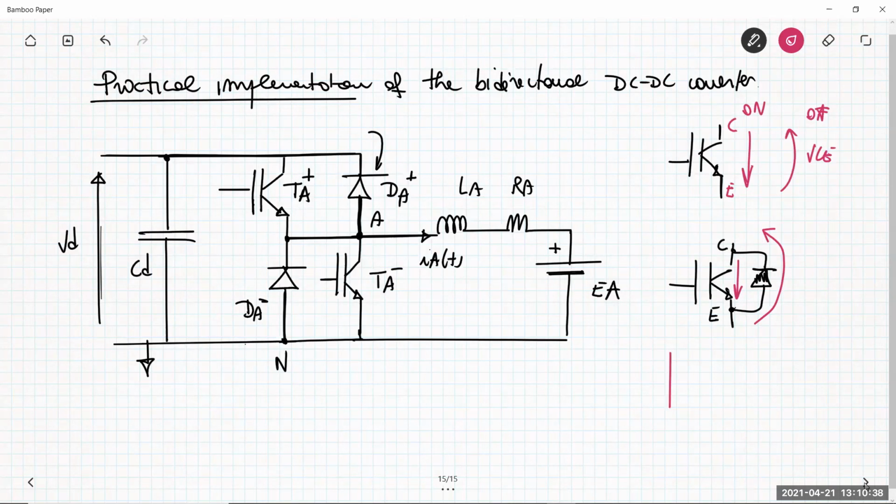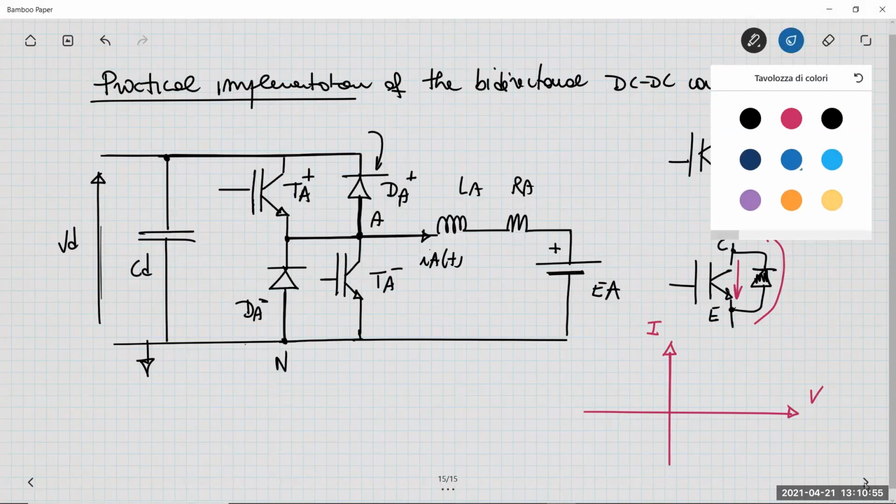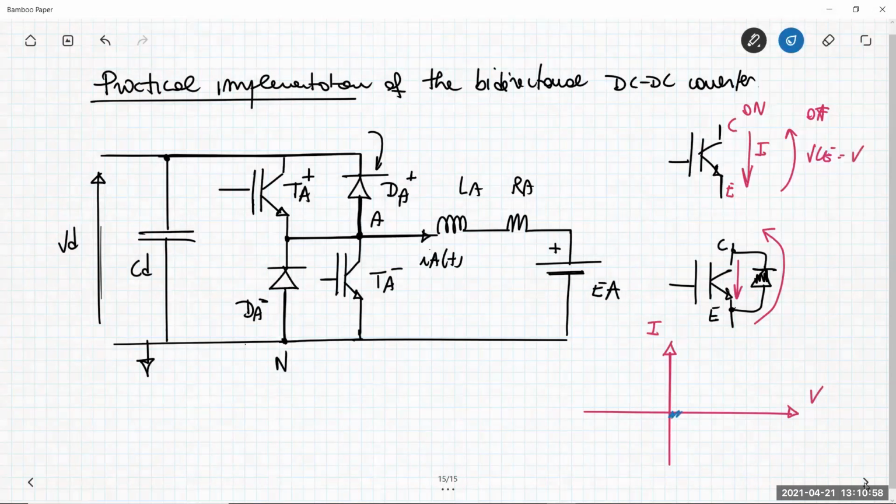If you want to consider the same behavior, just looking at the current I and the voltage V across, say, the output port of the IGBT, we can say that when the IGBT is off, the current flowing through it is null, and the voltage can be positive. Okay, this is when it is off. When the IGBT is on, we have a current flowing through the collector to the emitter, and so it is here. As you can see, this is a one-quadrant switch.